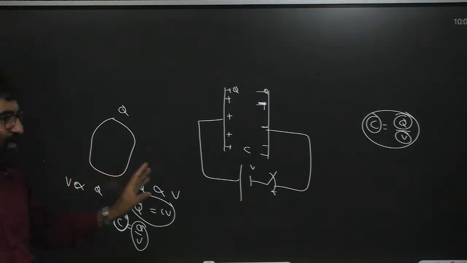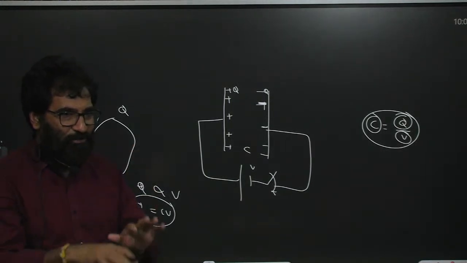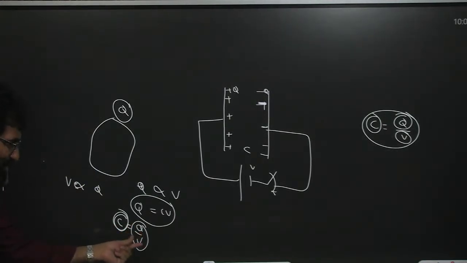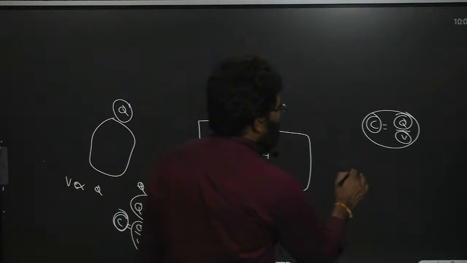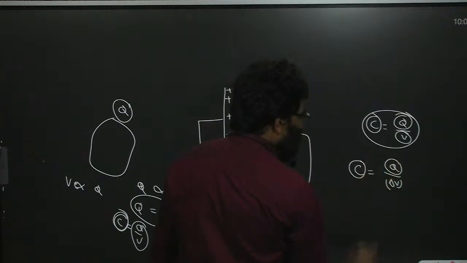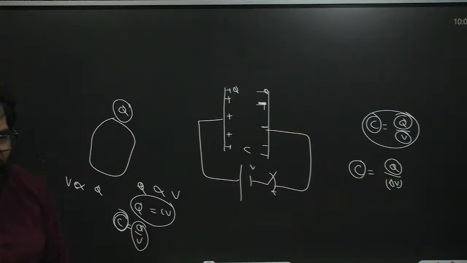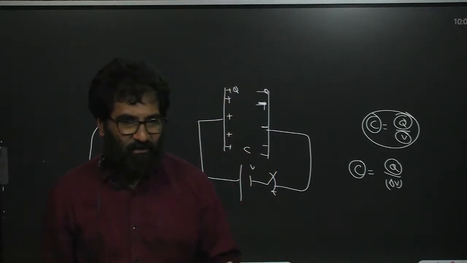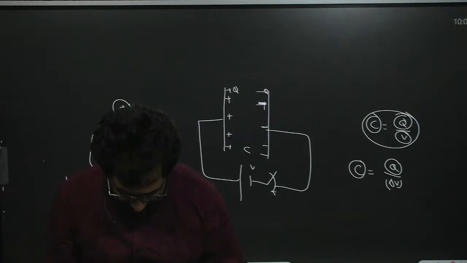Each and every conductor has a capacity to store charges, to hold charges on it. But each and every conductor is not a capacitor. Capacitance is always defined as Q by delta V. But don't say that C is proportional to Q or C is proportional to 1 by delta V, okay? Capacitance only depends upon the material and the geometry between the two conductors.